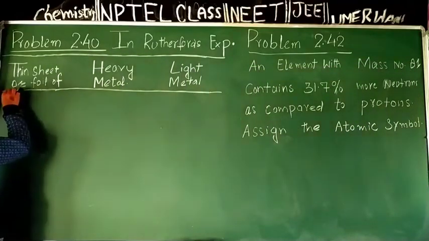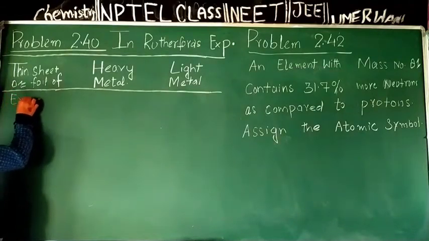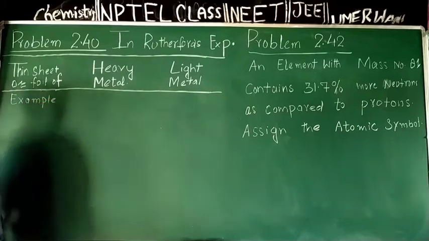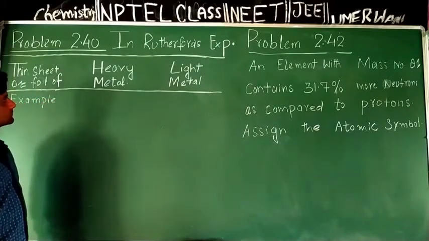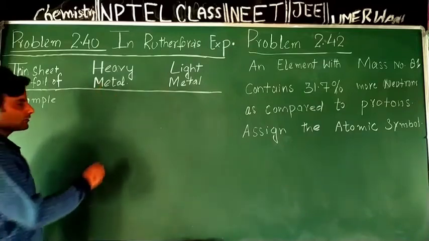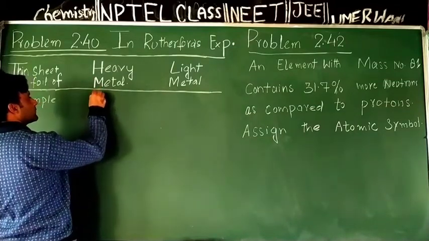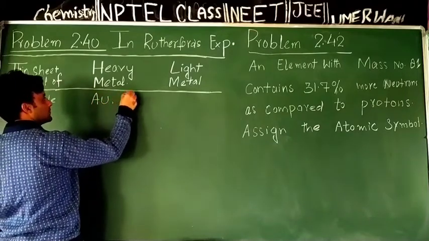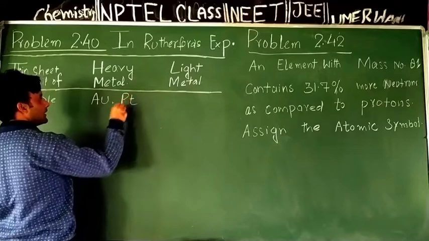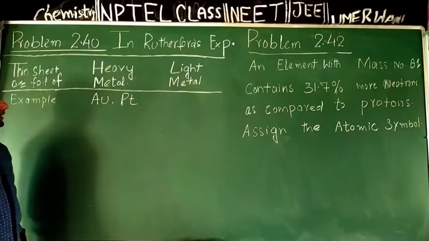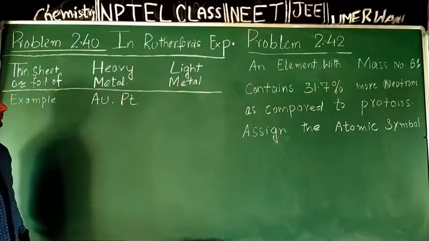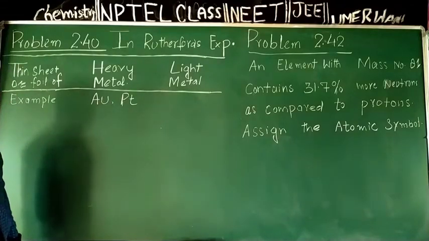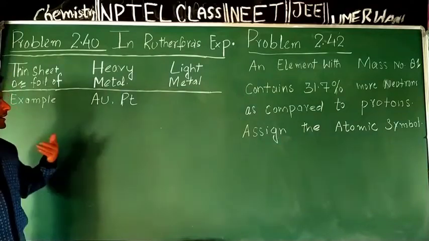Coming to an example first. The thin sheet of heavy metal Rutherford used was of gold, or else we can say platinum. Both gold and platinum are heavy metals, and in Rutherford's alpha scattering experiment, generally a thin sheet of these two heavy metals was used.